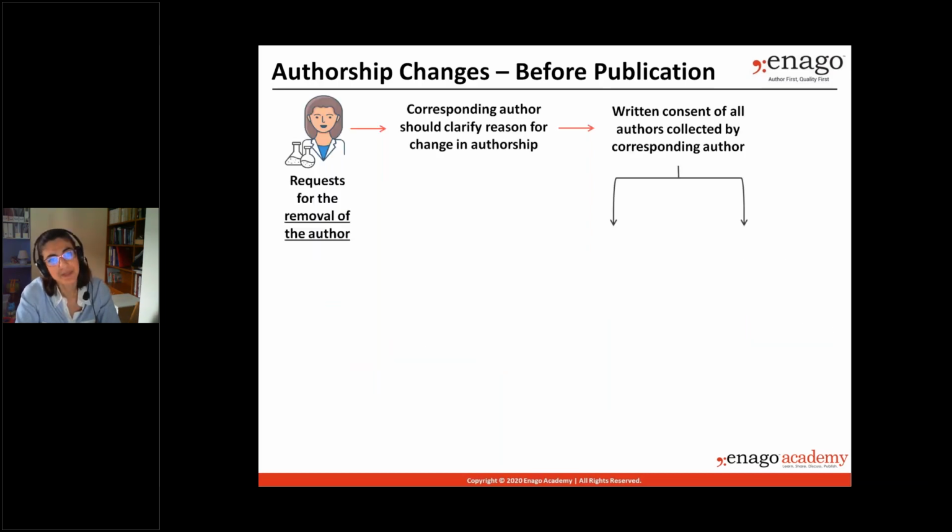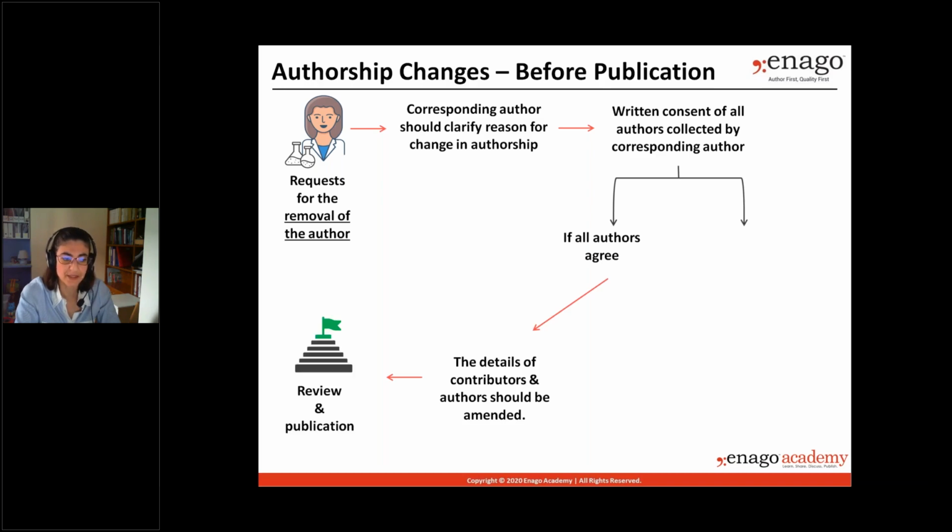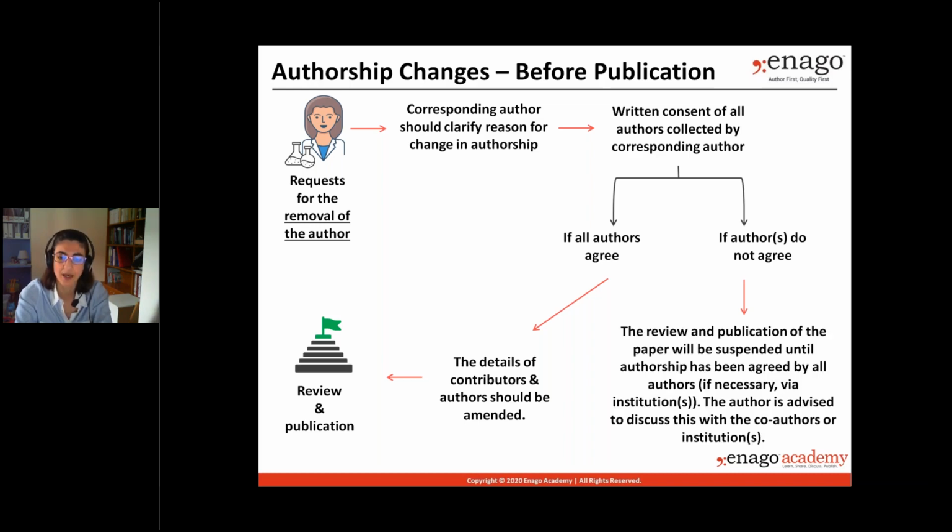What if an author has been accidentally included and then needs to be removed from the author list? In that case, the corresponding author should again clarify the reasons for changing authorship and obtain written consent from all authors. If they all agree, the details are amended and then the manuscript proceeds with peer review and publication. If they do not agree, again, further discussions are needed. Publication is suspended until they can all reach an agreement.